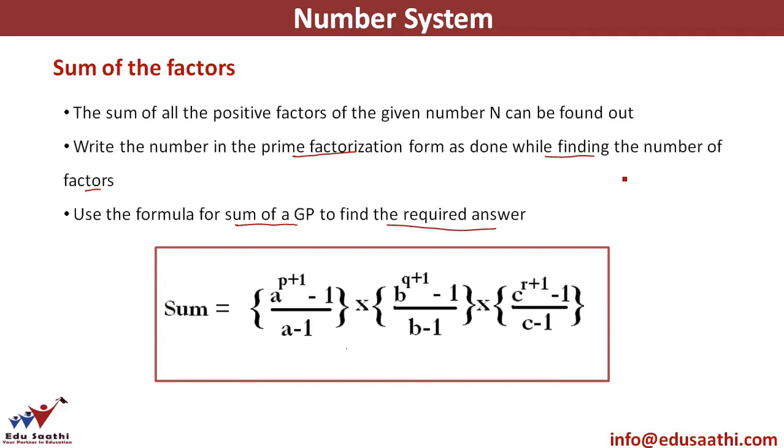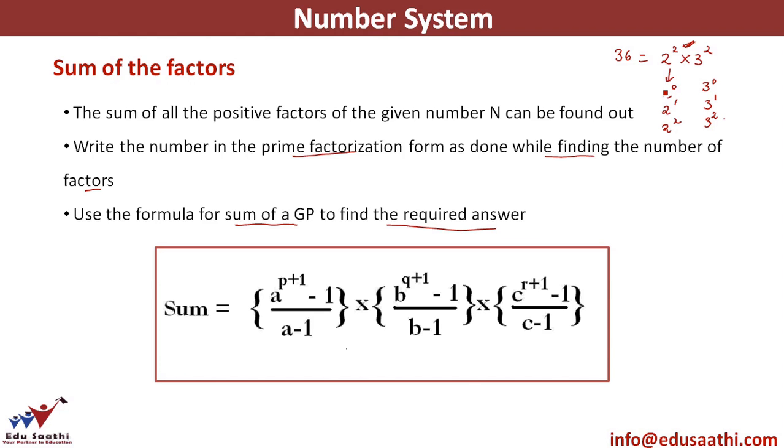Now, let's say I'm again talking about the number 36. 36 would be 2 square into 3 square. That means the highest power of 2 is 2, so it is divisible by any powers of 2 up to 2. That means it is divisible by 2 raised to 0, 2 raised to 1, 2 raised to 2. It is also divisible by 3 raised to power 0, 3 raised to power 1 and 3 raised to power 2. So these are all the factors that you will have.